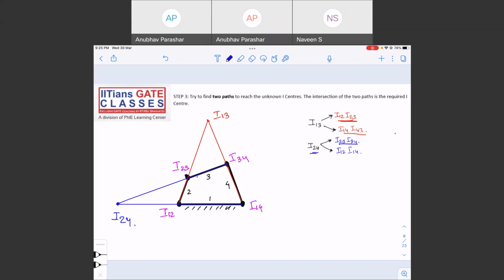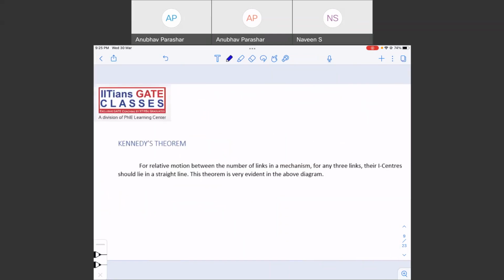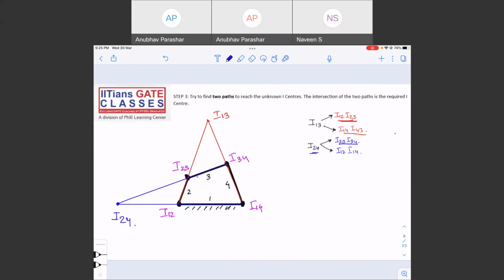Okay, fantastic. Right. So this is the method to find out the eye centers. Why exactly are we finding out the eye centers?